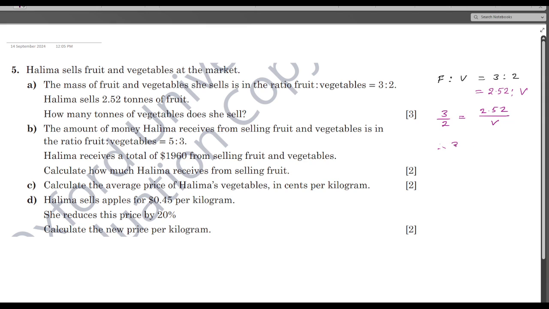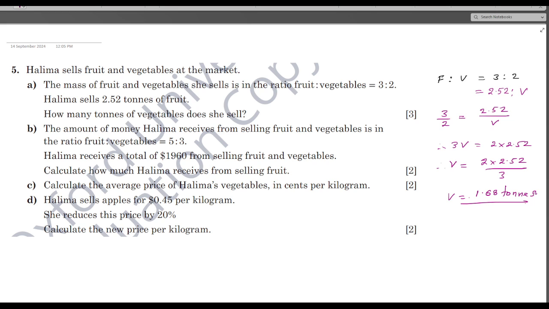So we will say that 3 times vegetable is 2 times 2.52. Therefore vegetable is 2 times 2.52 divided by 3. So the weight of vegetable is 2 into 2.52 divided by 3, which is 1.68 tons. How many tons of vegetable does she sell? She sells 1.68 tons of vegetable.